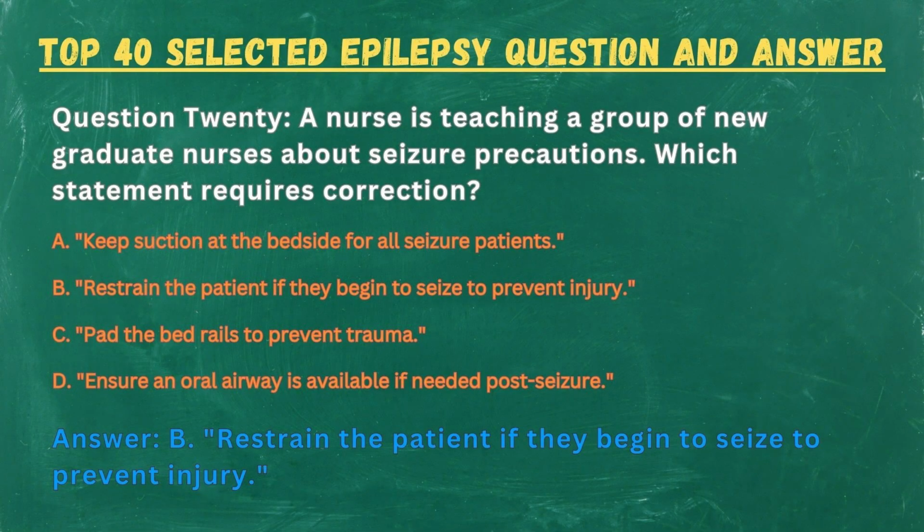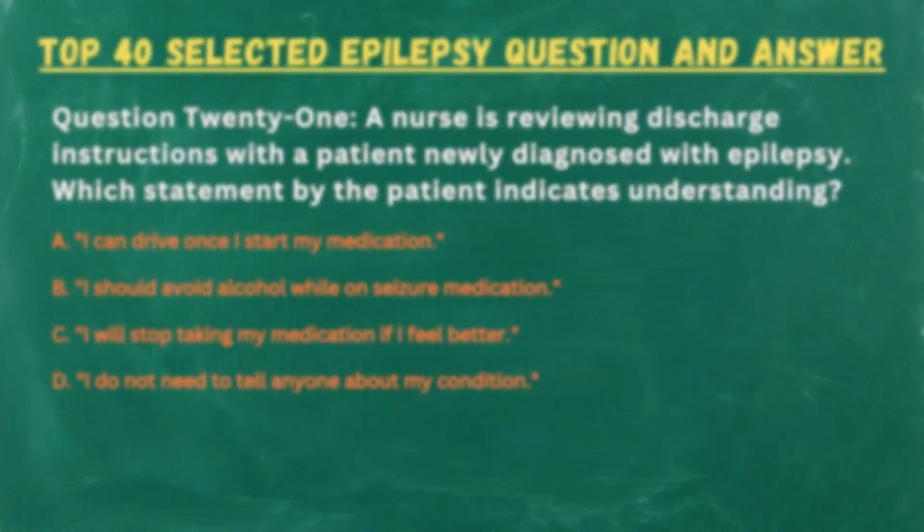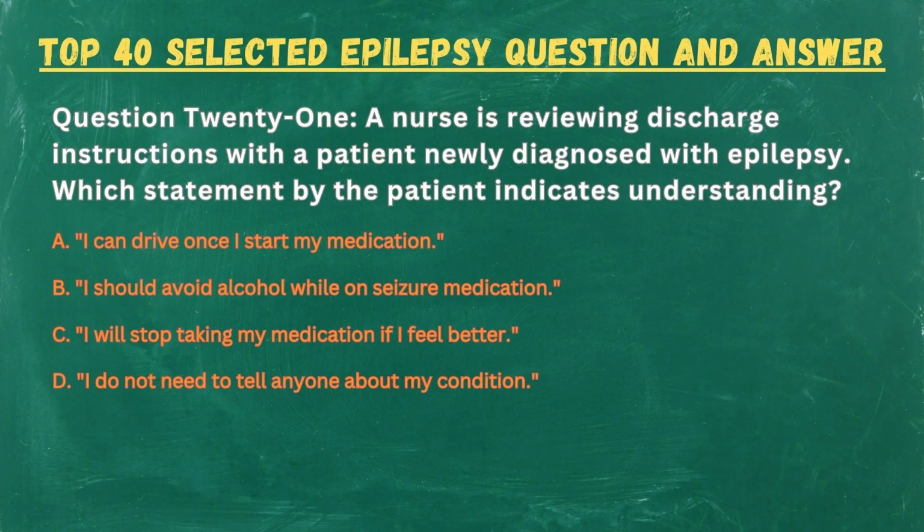Answer: B. Restrain the patient if they begin to seize to prevent injury. Question 21. A nurse is reviewing discharge instructions with a patient newly diagnosed with epilepsy. Which statement by the patient indicates understanding? A. I can drive once I start my medication. B. I should avoid alcohol while on seizure medication. C. I will stop taking my medication if I feel better. D. I do not need to tell anyone about my condition.